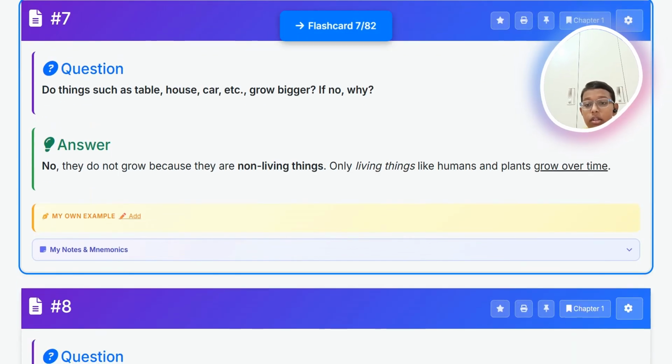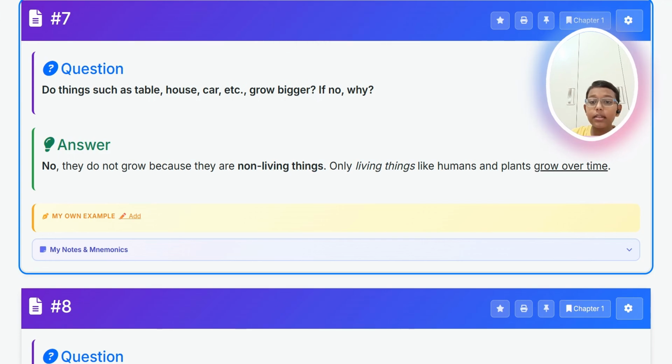Do things such as table, house, car, etc. grow bigger? If no, why? No, they do not grow because they are non-living things. Only living things like humans and plants grow over time.